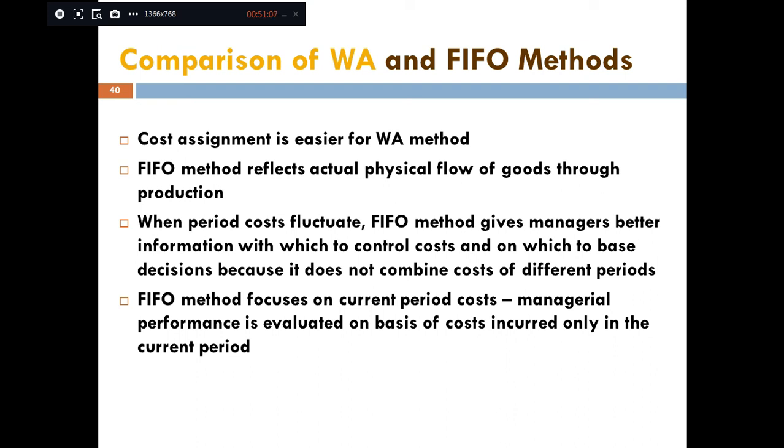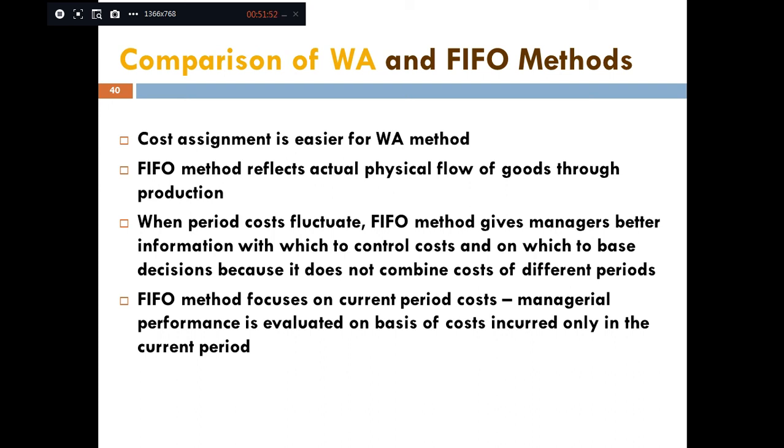FIFO method reflects actual physical flow of goods through production. When period cost fluctuates, FIFO method gives better information with which to control cost and on which to base decisions, because it does not combine costs of different periods. FIFO method focuses on current period costs, so manager performance is calculated on the basis of costs incurred only in the current period.